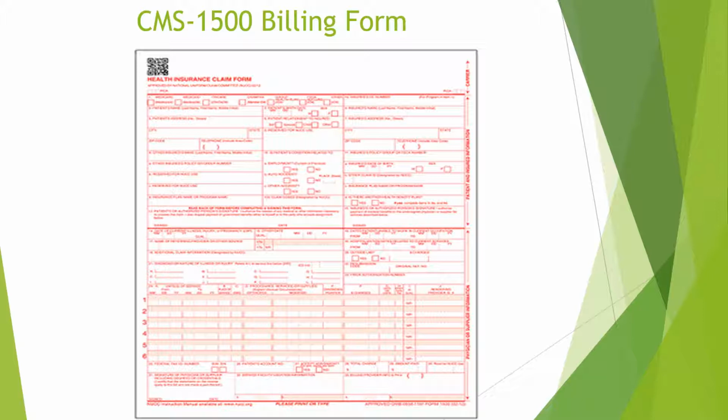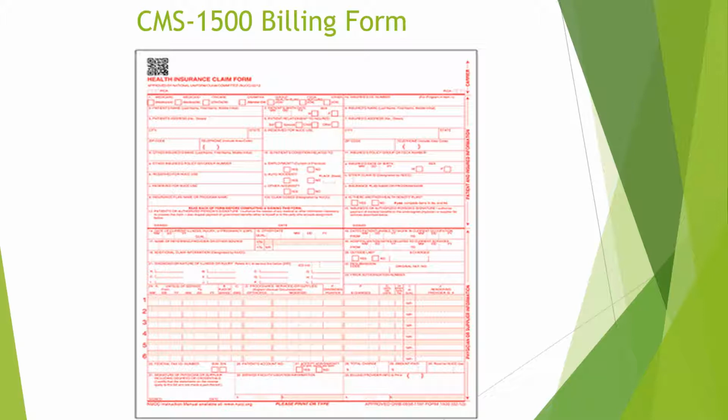In box 1A, you put the insured's ID number. This can be found on the insurance card, also known as the policy number. In box 2 is where you would put the patient's name, starting with the last name, then first name, and then middle initial. In box 3 is where the patient's date of birth will go. In box 4, you would put the insured's name, which is only required if you're billing for an infant and using the mother's policy. In box 5, you need to put the patient's full address along with the telephone number. In box 6, you will put the patient's relationship to the insured. If the patient is the one with the insurance, then you would choose self.